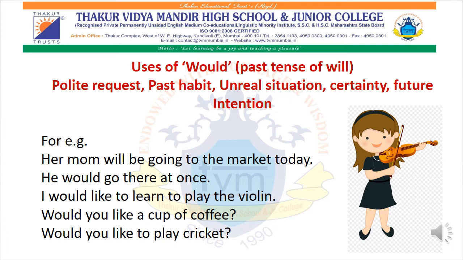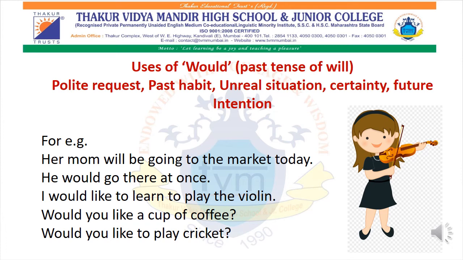Okay. If in a particular sentence you want to ask their wish, then you have to use the word would. Would you like to play cricket? Okay. I can give you one more example. I would like to say something. It is telling the wish of a particular person, that he would like to say something to you. Okay. Now moving ahead to our other examples, that would can be used as a polite request, including the wish of an opposite person, past habit, unreal situation, certainty, future intentions.